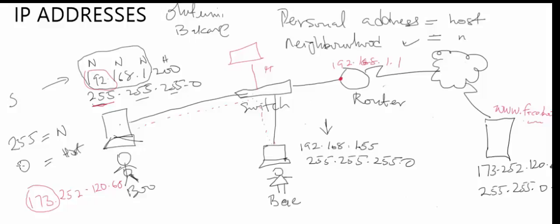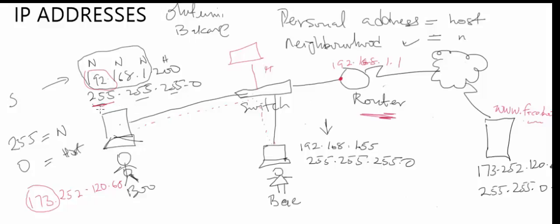All I can do is, okay, this guy is not on my network. I don't know how to reach it. I have to ask someone. And who do I ask? You guessed right: the router. It goes onto the network and says, okay, who is my router? Router, how do I get to 173.252.120.68? And yep, see, that's it.